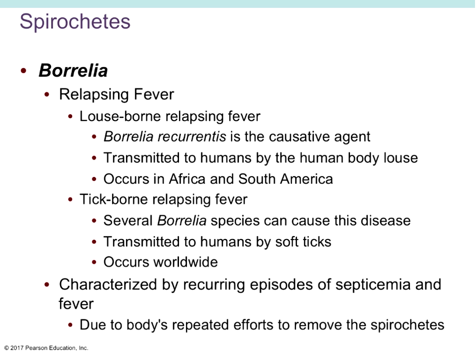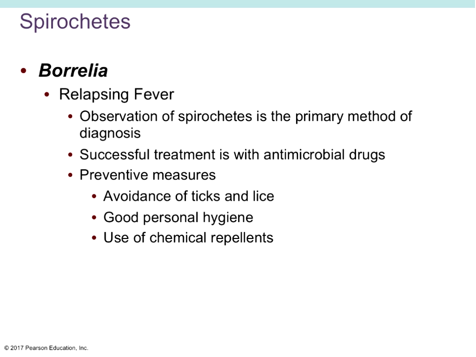Characteristics of relapsing fever are recurring episodes of septicemia and fever, due to the body's repeated efforts to try to get rid of the spirochete. For diagnosis, we want to observe the spirochetes as the primary method. And like with Lyme disease, in the very first stage it's actually treatable with antimicrobial drugs. For prevention, avoiding ticks and lice, good personal hygiene, and the use of chemical repellents are effective.